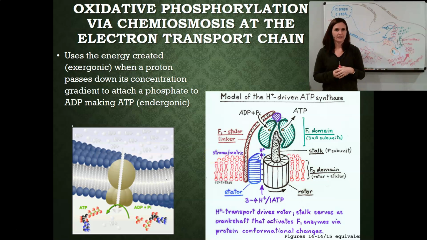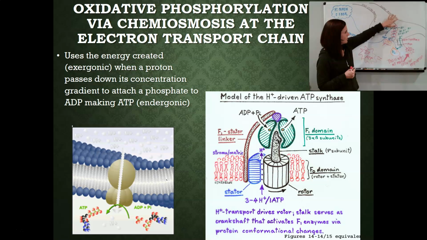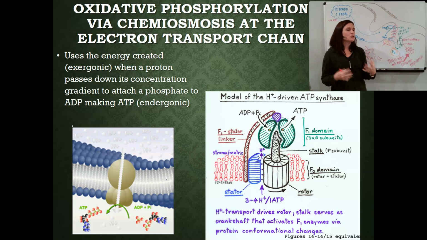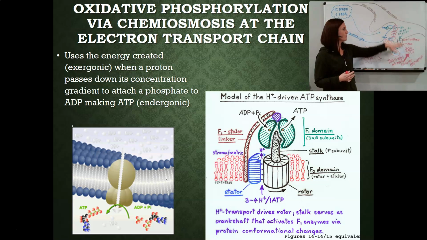Oxidative phosphorylation, which is this part, right? Adding the phosphate onto ADP to make ATP, adding the electron onto oxygen. Via chemiosmosis, so we are doing this movement of hydrogens across at the electron transport chain, because the electron transport chain is creating the environment that's going to allow for the chemiosmosis that does the oxidative phosphorylation. Phew, that's a lot. So this is using the energy that is created when a proton crosses along its concentration gradient to do something that requires energy.